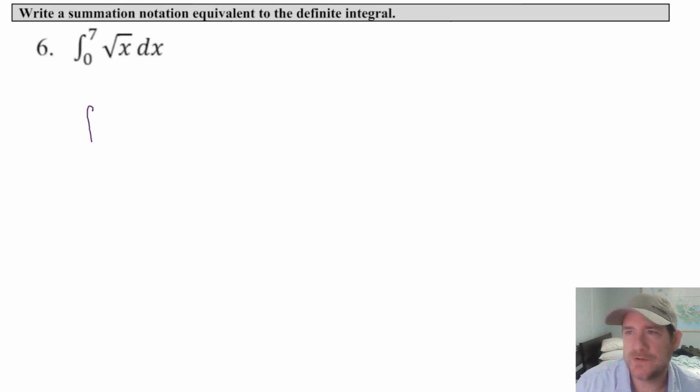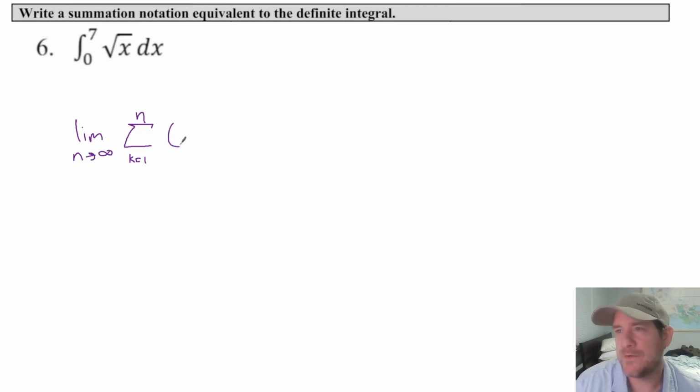So for 6, oops, I keep doing that. So we're starting with an integral, so we want to go to summation notation. So we know we want the sum of stuff that starts at k equals 1 and goes all the way to n. We know we want the limit of this sum as n goes to infinity.